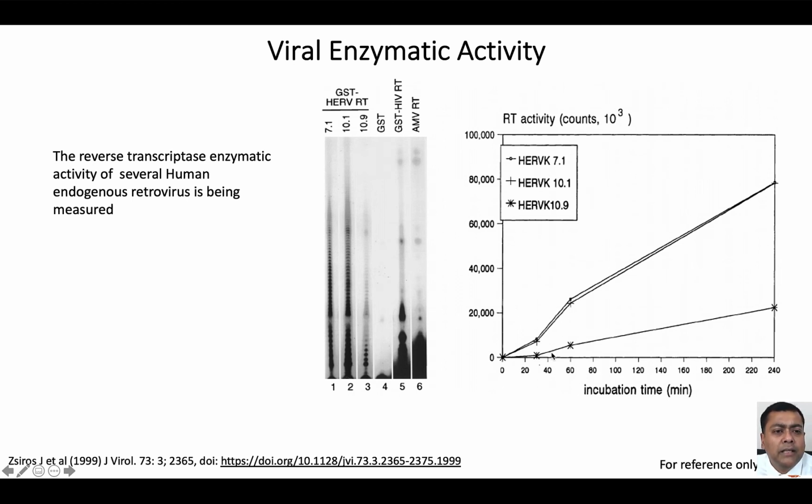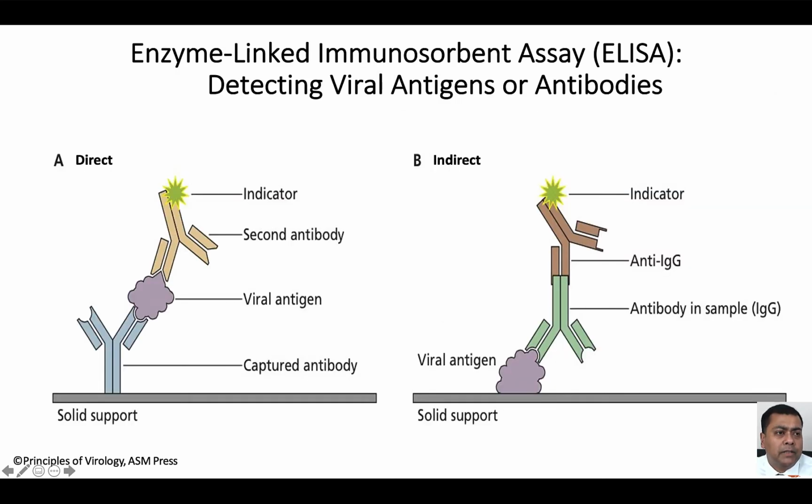So you can tell that the endogenous retrovirus RT activity of the 10.9 is much less compared to 7.1 or 10.1. So you can just measure the RT activity for some of the viruses. All right. So after that, we are looking at some of the enzyme-linked immunosorbent assay, or ELISA, which detect the viral antigen or the antibodies.